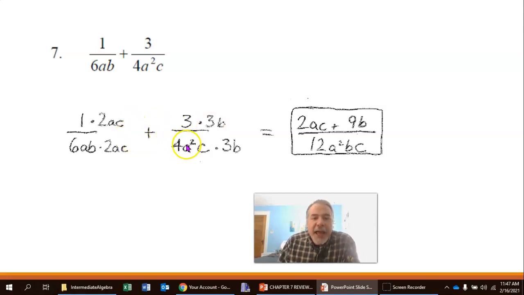And then I could add. The denominator of the whole thing was just the same denominator that each one individually had, 12a squared bc, and the numerator was made up of this numerator plus this numerator, 2ac plus 9b. Those can't be combined. There's nothing more I can do to simplify this, so that is my final answer. 2ac plus 9b over 12a squared bc.